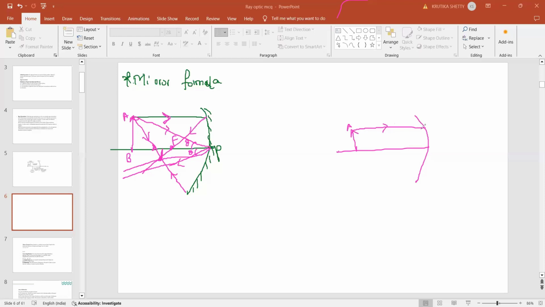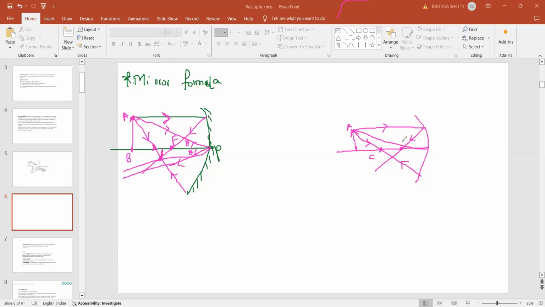The incident ray parallel to the principal axis will pass through the focus after reflection. So this is the incident ray, reflected ray. Another ray we are considering is passing through the center of curvature. When it hits the mirror, it will travel back in the same direction. Next, one more ray we are considering.